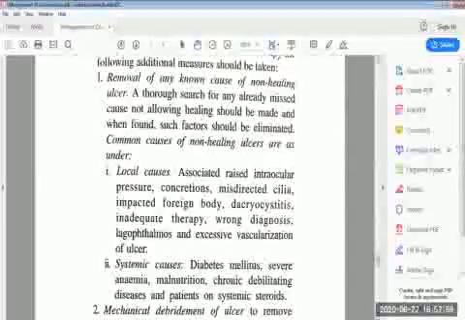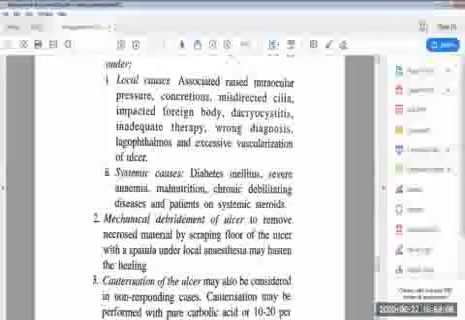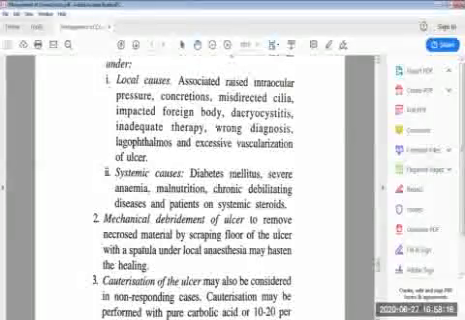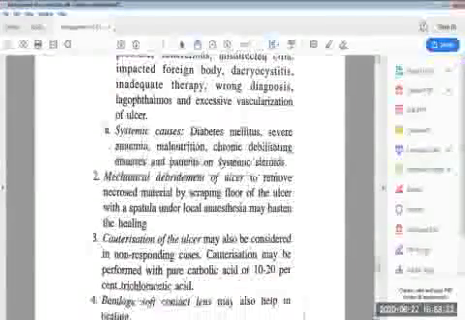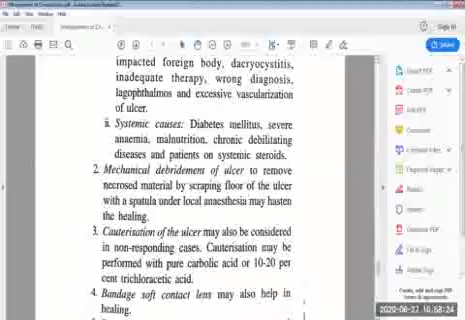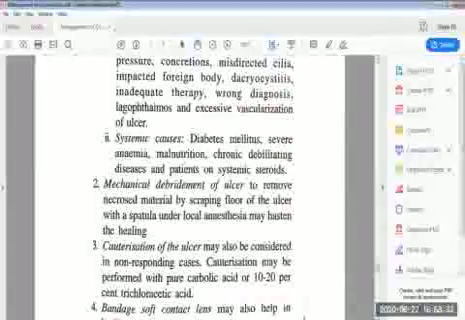should be eliminated. The common causes of non-healing ulcers are as under. Local causes: the associated raised intraocular pressure, concretions, misdirected cilia, impacted foreign body, dacryocystitis, inadequate therapy, wrong diagnosis, lagophthalmos, and excessive vascularization of the ulcer. Systemic causes: diabetes mellitus, severe anemia, malnutrition, chronic debilitating diseases, and patients on systemic steroids. These causes should all be eradicated.